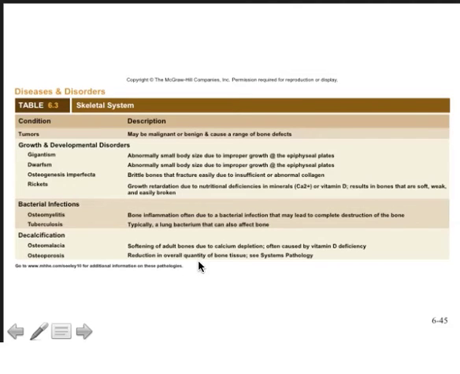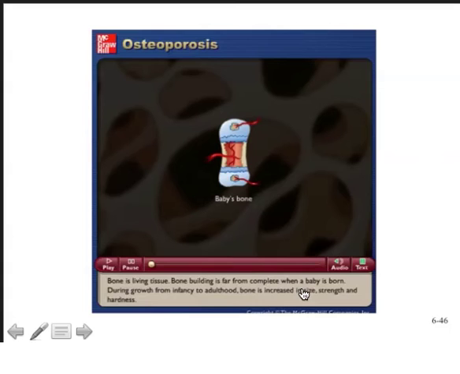Okay, this is just a look at some diseases and disorders of the skeletal system. So this is table 6.3 in your book. Star this and know this material. It may show up on a PRS quiz in the future. And this is simply a video on osteoporosis. So let's take a listen.